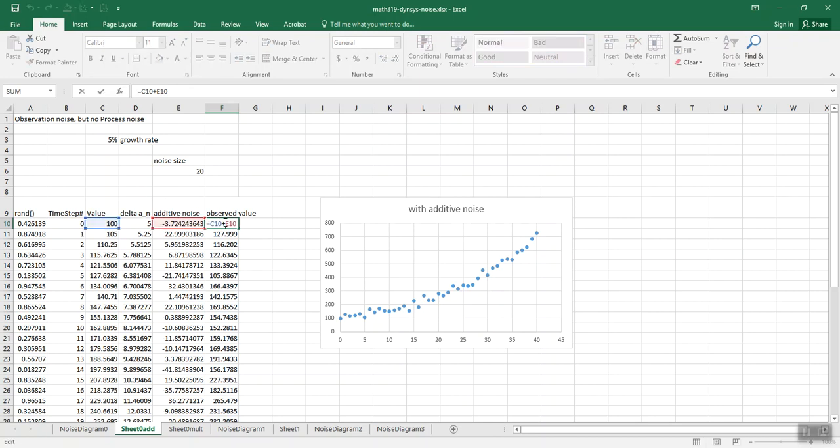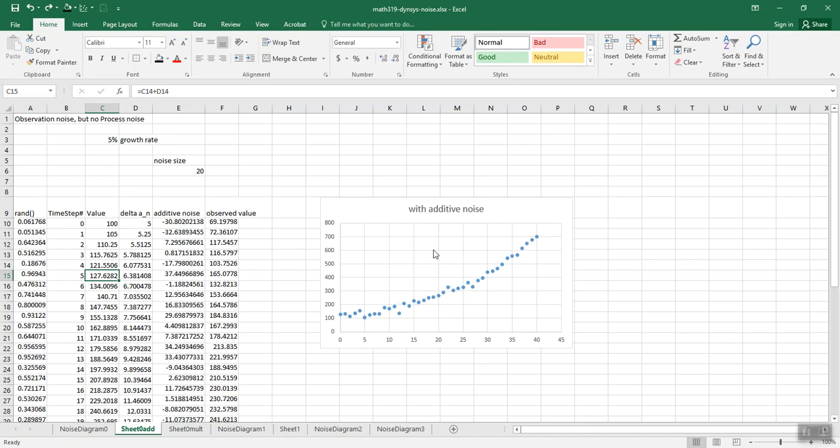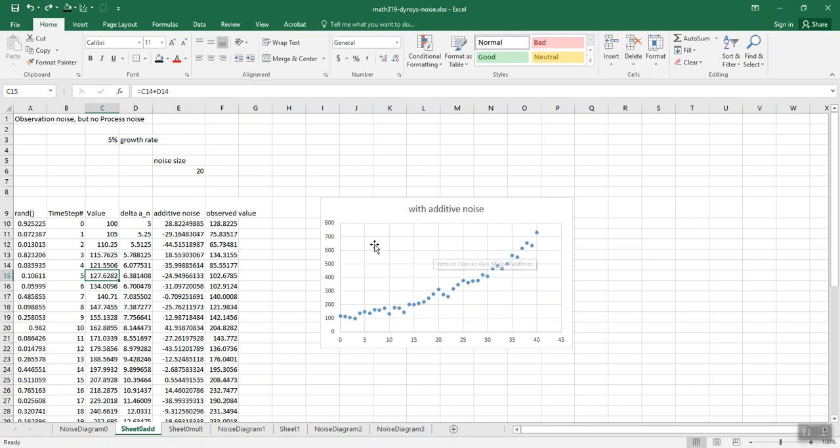But then this cell doesn't get used here or here or here. So whether this cell is high or low doesn't affect the next values of the process. So that's observation noise, and you can see how it tends to behave here.